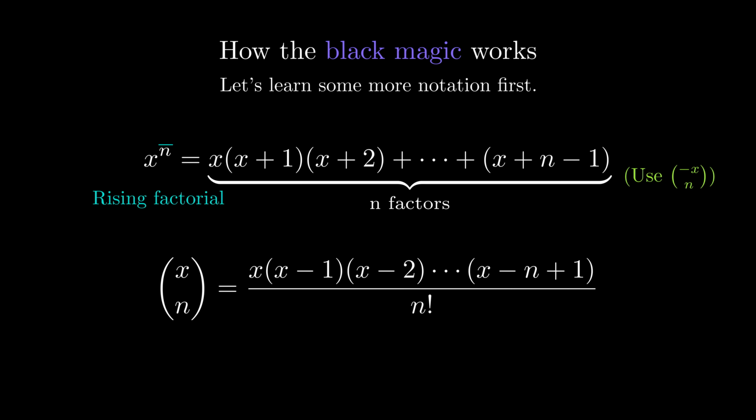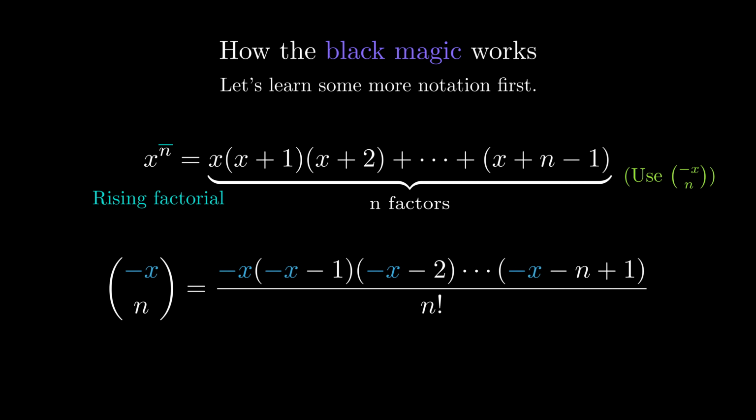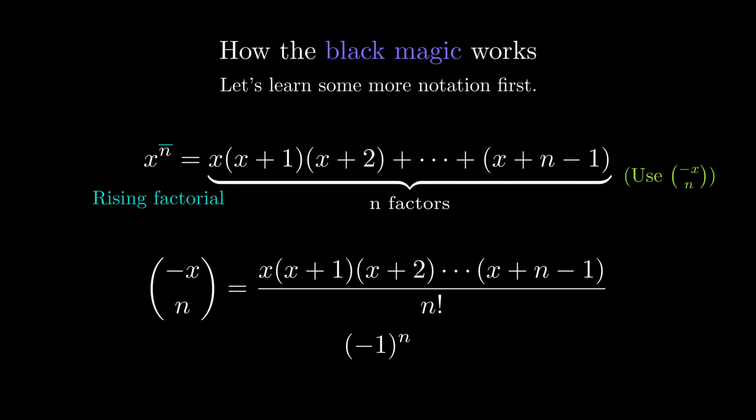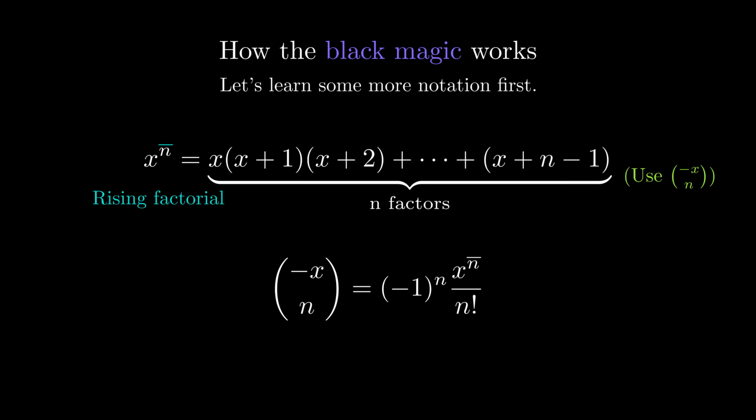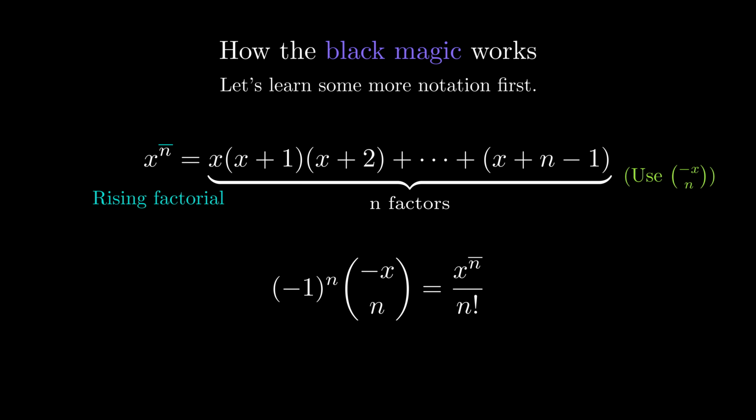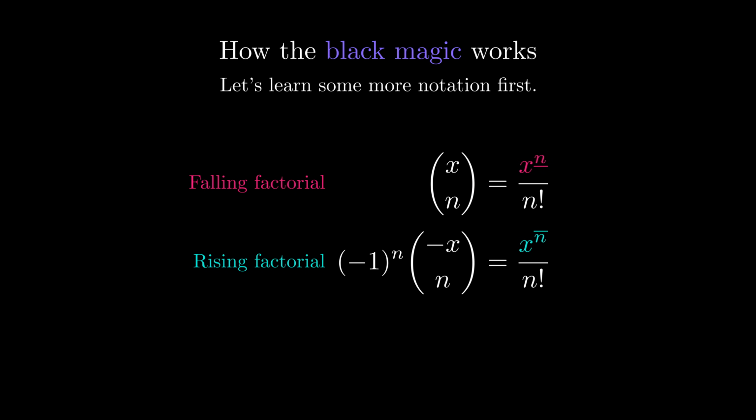Remember that we can justify this by thinking about the combination numbers as polynomials. First we write out x choose n, then substitute minus x into the polynomial. We can pull out a minus 1 factor from every factor in the numerator. What is left over is the rising factorial divided by n factorial. Just to clean it up, we can move the sign to the other side. Here are our combinatorial identities involving rising and falling factorials.